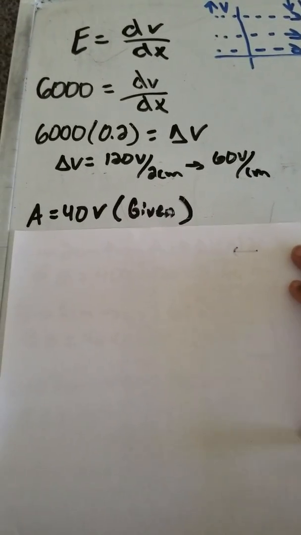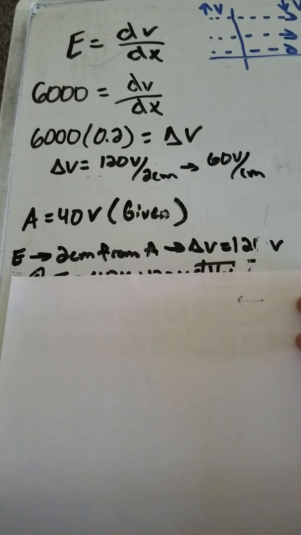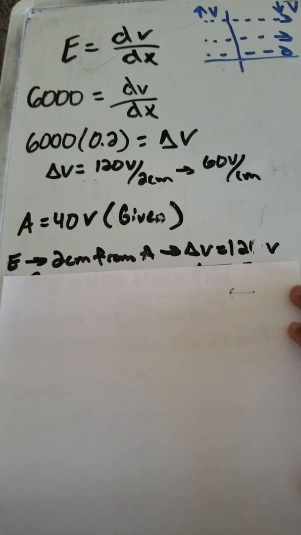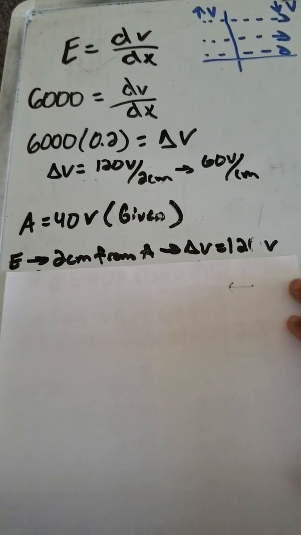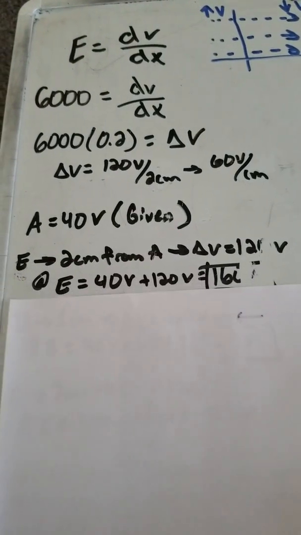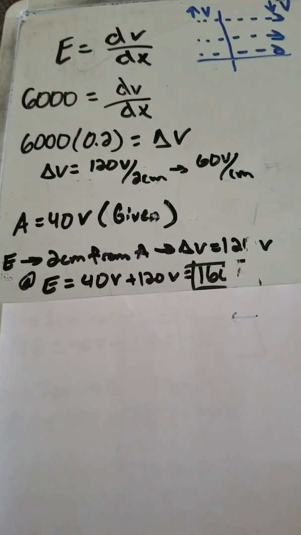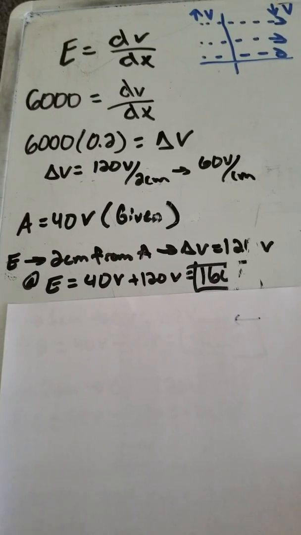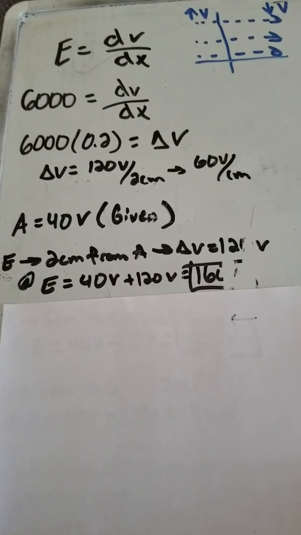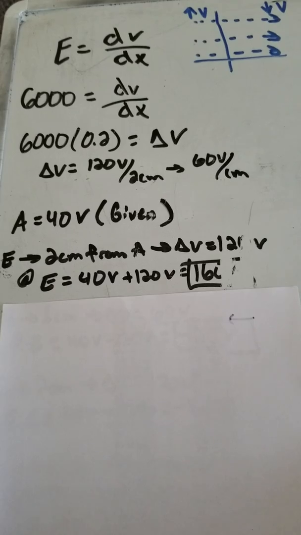They give us that A is 40 volts. Point E is 2 centimeters from A, so the change in voltage would be 120 volts. At E, the voltage would be 40 volts, which is the voltage at point A, plus a change in voltage over 2 centimeters, which would give us 160 volts.